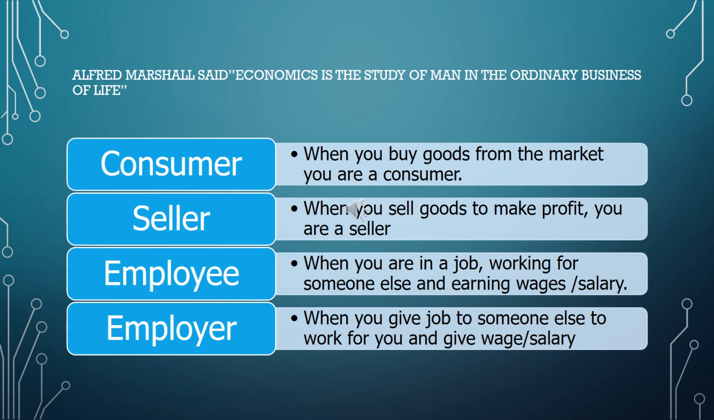Now there are two terms, employee and employer. You should be clear with the meaning of both the terms. An employee is a person who is in a job working for someone else and earning wages or salary. An employer is the one who hires that person, means who gives a job to the employee and pays him wage or salary. So don't get confused with these two terms.